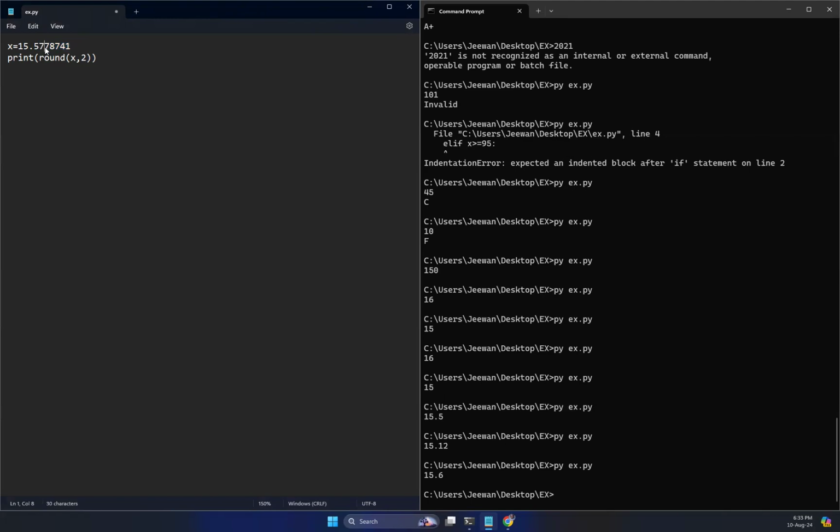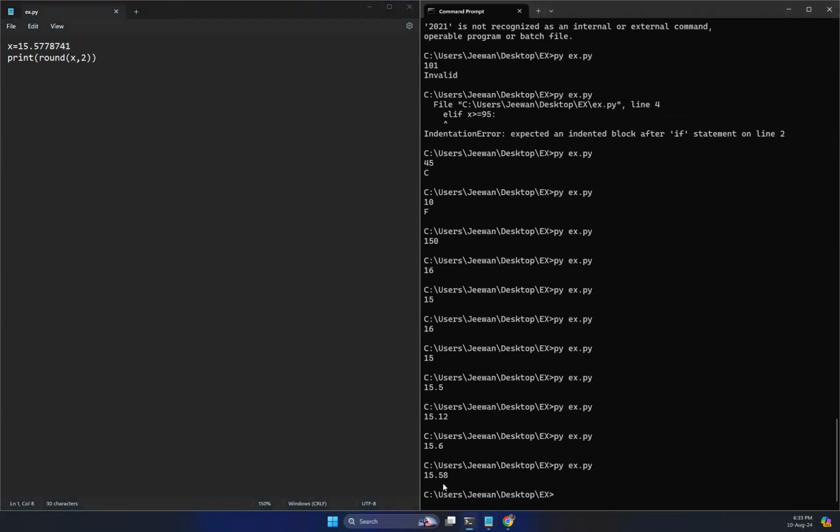If it is 15.57 something, then you can see it will be rounded up to 15.58. 57 rounded up to 58. Likewise, it will be rounding. This is how you could do it using the round method.